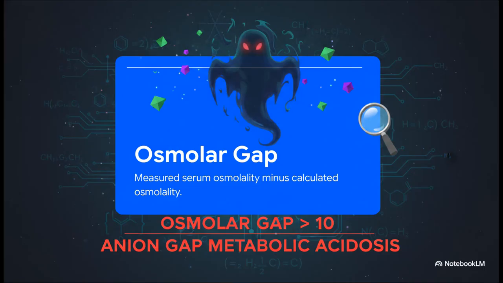Let's break down the math real quick. You take your measured serum osmolality and subtract the calculated osmolality, which, as a reminder, is 2 times the sodium plus BUN divided by 2.8 plus glucose divided by 18. If that equation leaves you with an osmolar gap greater than 10 and you've got a concurrent elevated anion gap metabolic acidosis, boom, you have just confirmed the presence of hidden, toxic, circulating, unmeasured anions. Basically, you found the ghost in the machine.